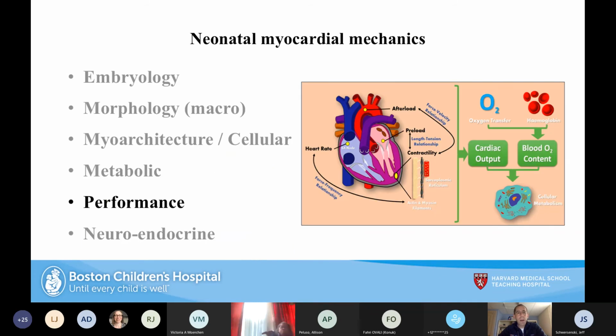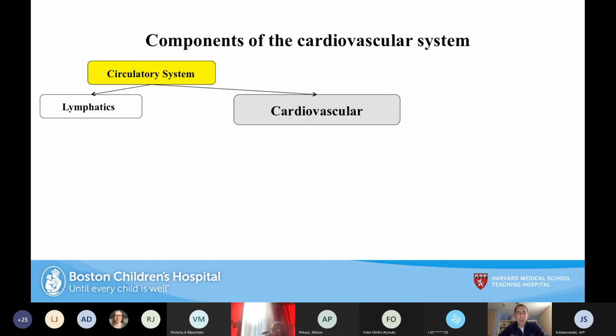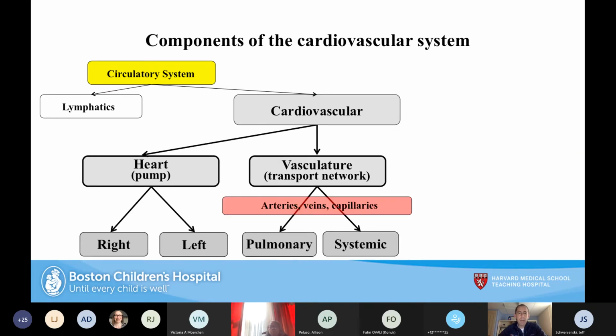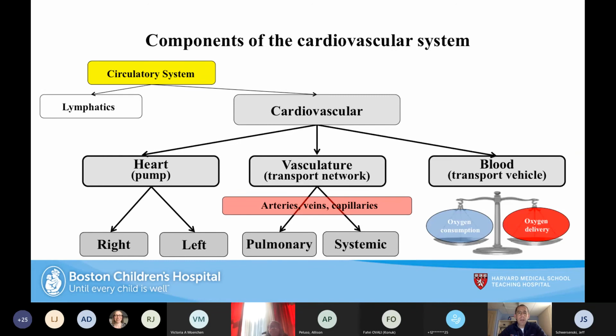If we move on to myocardial mechanics, this is really the crux of how we develop novel non-invasive imaging modalities and measures. So when I think of the components of the cardiovascular system, I think of it in terms of three domains. I think of the heart, I think of the vasculature, and I think of the blood.